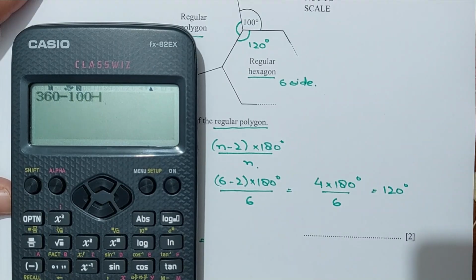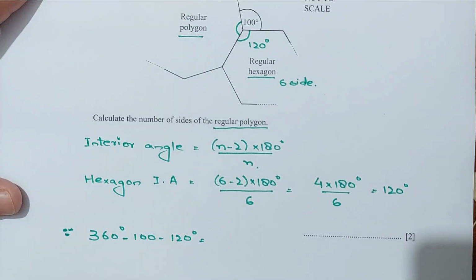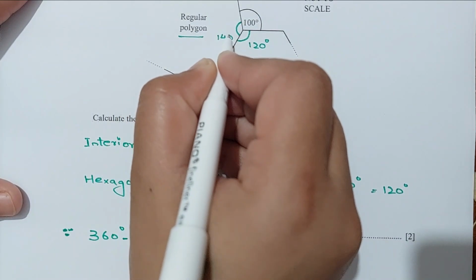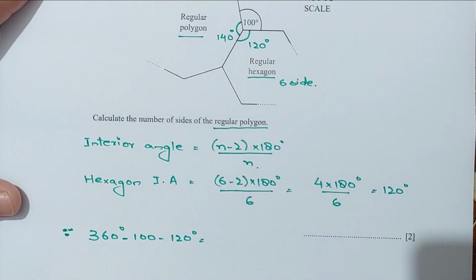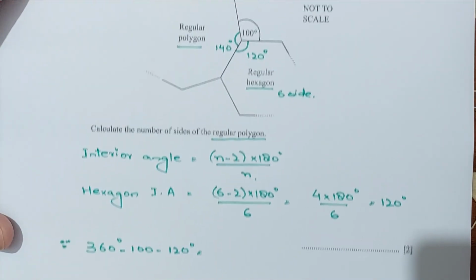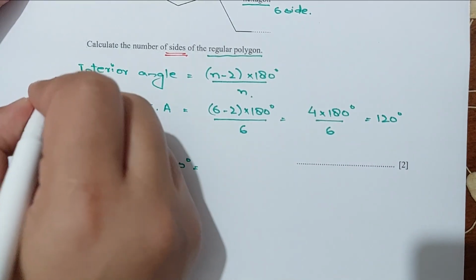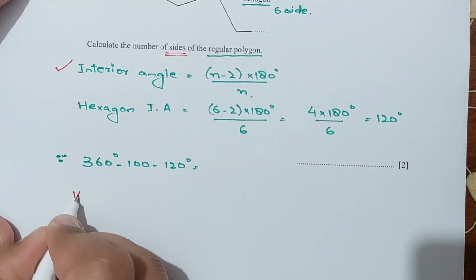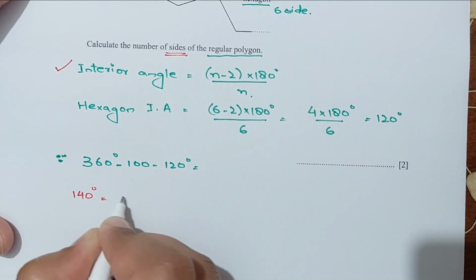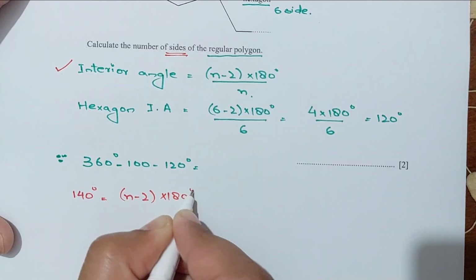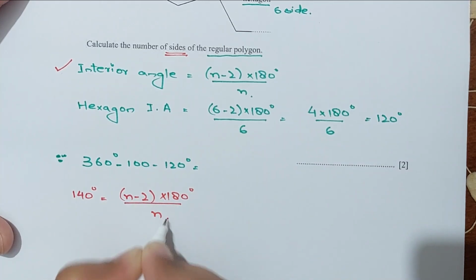360 minus 100 minus 120 would be 140. So we have the interior angle of this polygon. Let me find out the number of sides of this polygon. For the number of sides, use the same formula. Since the interior angle is 140 degrees, this would be equal to the number of sides minus 2, times 180 degrees, divided by the number of sides.